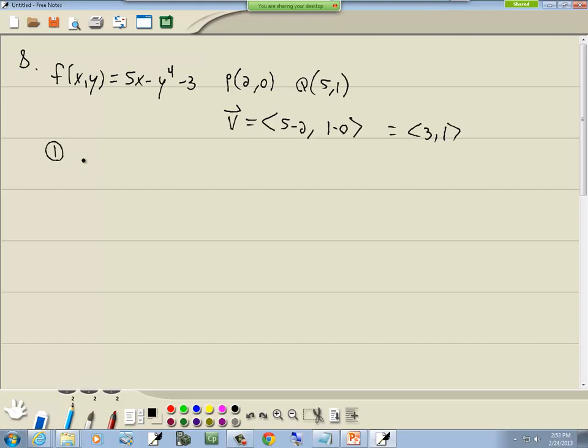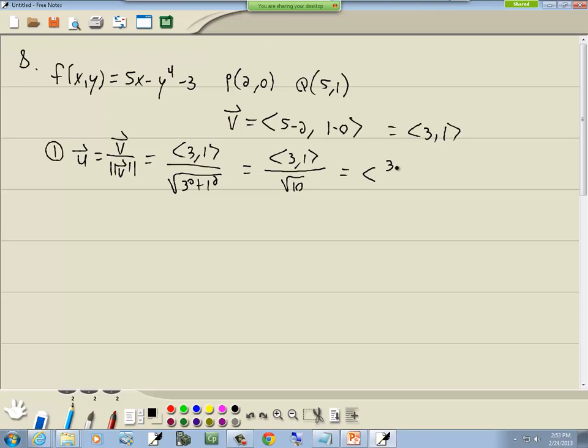So then our first step is we want to find a unit vector, which is v over the magnitude of v, which would be 3, 1 over the square root of 3 squared plus 1 squared, which is 3, 1 over the square root of 10, which gives us 3 over the square root of 10, 1 over the square root of 10. Multiply top and bottom by square root of 10, and we get 3 square root of 10 over 10, and square root of 10 over 10. And that's our unit vector.